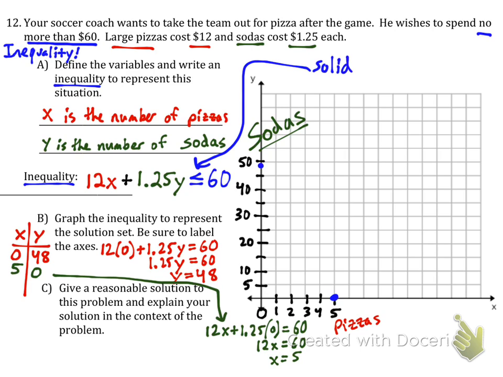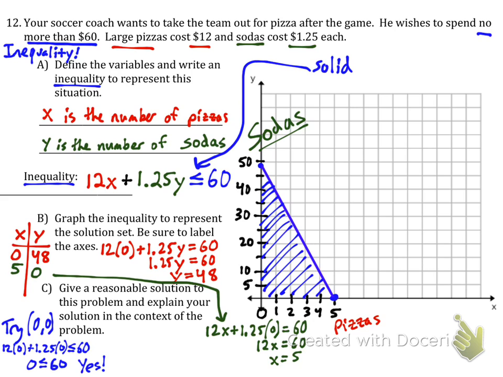Now, I didn't ask, I should have, is this a solid or a dashed line? Because it's or equal to, it's going to be solid, so let me draw a solid line between those. And lastly, which side do I shade? Well, I need to try (0, 0) to see which side of this line I shade. When I plug in 0 and 0, I get 0 is less than or equal to 60, which is true. So (0, 0) is a possible solution, and we need to shade that side.